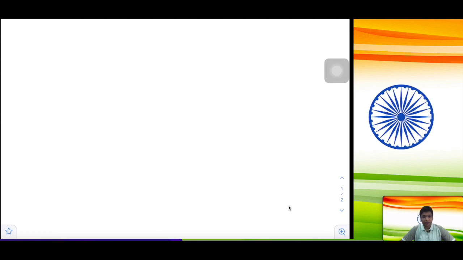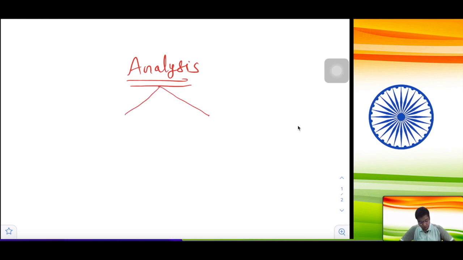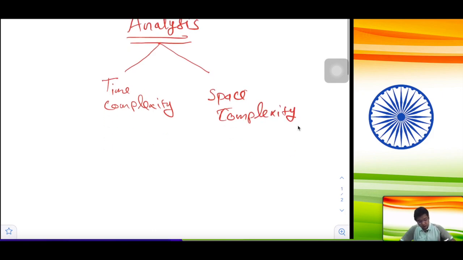So in the last lecture we discussed what an algorithm is, and here we are going to discuss analysis. First I am talking about the types of analysis. The first type is time complexity, and the second type is space complexity. So what is time complexity?